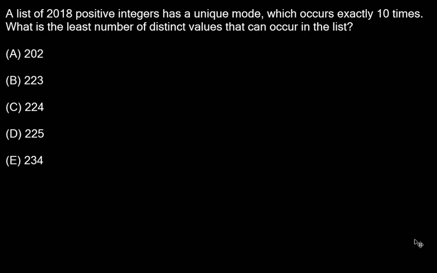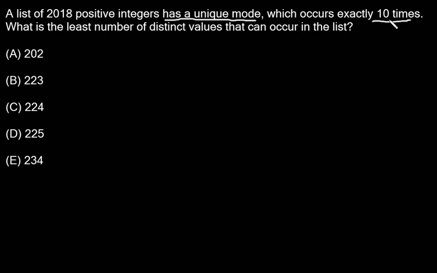It says a list of 2018 positive integers has a unique mode. Let me underline that. Has a unique mode which occurs exactly 10 times. What is the least number of distinct values that can occur in the list, alright?